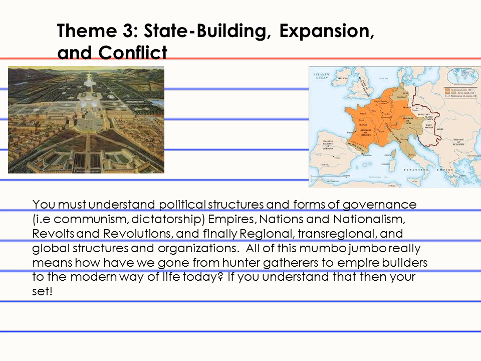So basically, all this mumbo jumbo really means how have we gone from hunter gatherers, where we were people that worked in groups in order to survive, to empire builders like Rome, that we all know as classical, to the modern way that we live, whether it's democratic or under a monarchy or under communism. And if you understand that, then basically you're set.